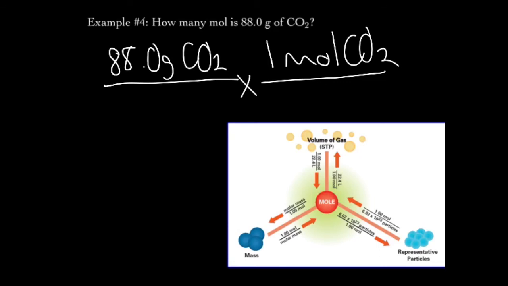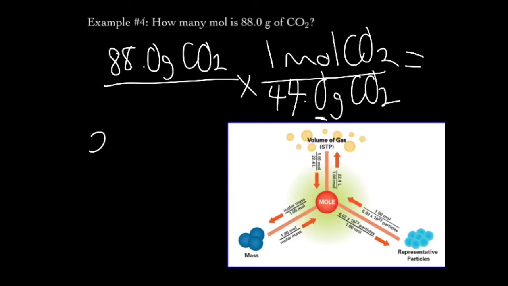If you look on the periodic table and add up 1 carbon and 2 oxygens, it comes out to approximately 44.0 grams of CO2. Remember to always go to the nearest tenth when you're rounding molar masses. And most of you guys can do 88 divided by 44 in your head, but it does come out to 2 when you use a calculator as well. And so this would be 2 moles of CO2.